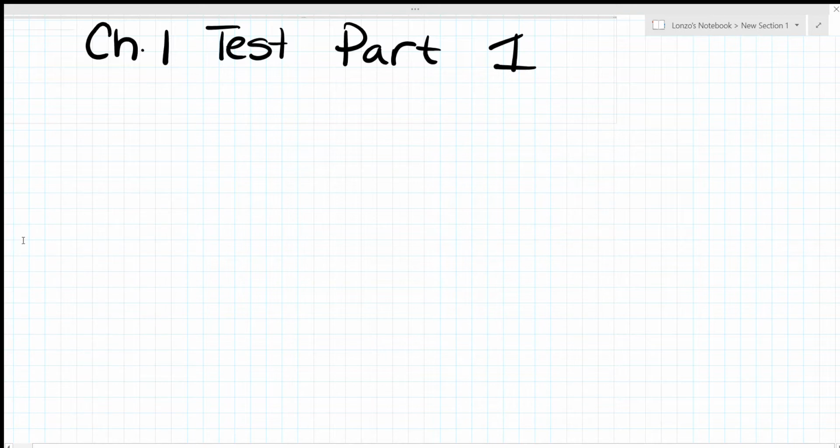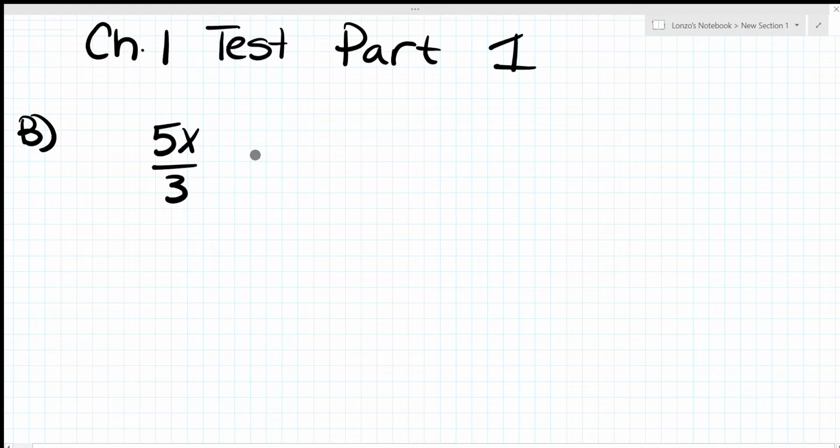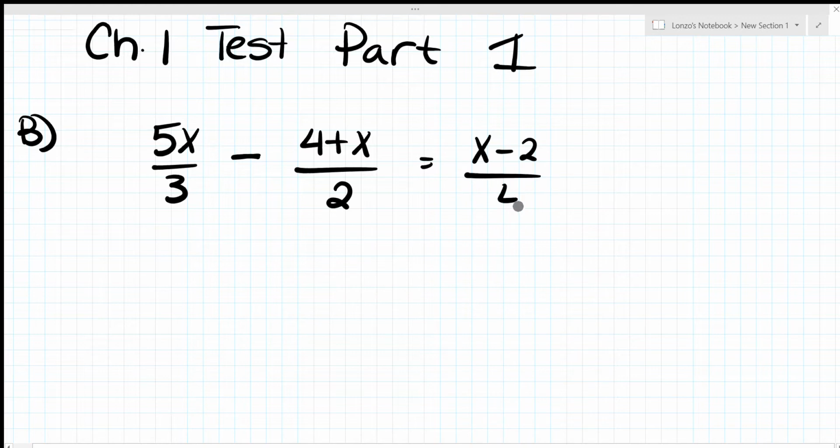Okay, so this is going to be part 1, question B. Let's see. We have 5x minus 3 over 3, minus (4 plus x) over 2, equals (x minus 2) over 4 plus 1. Okay, so we've got to solve for x. This is an equation, not an inequality, because there's an equal sign.